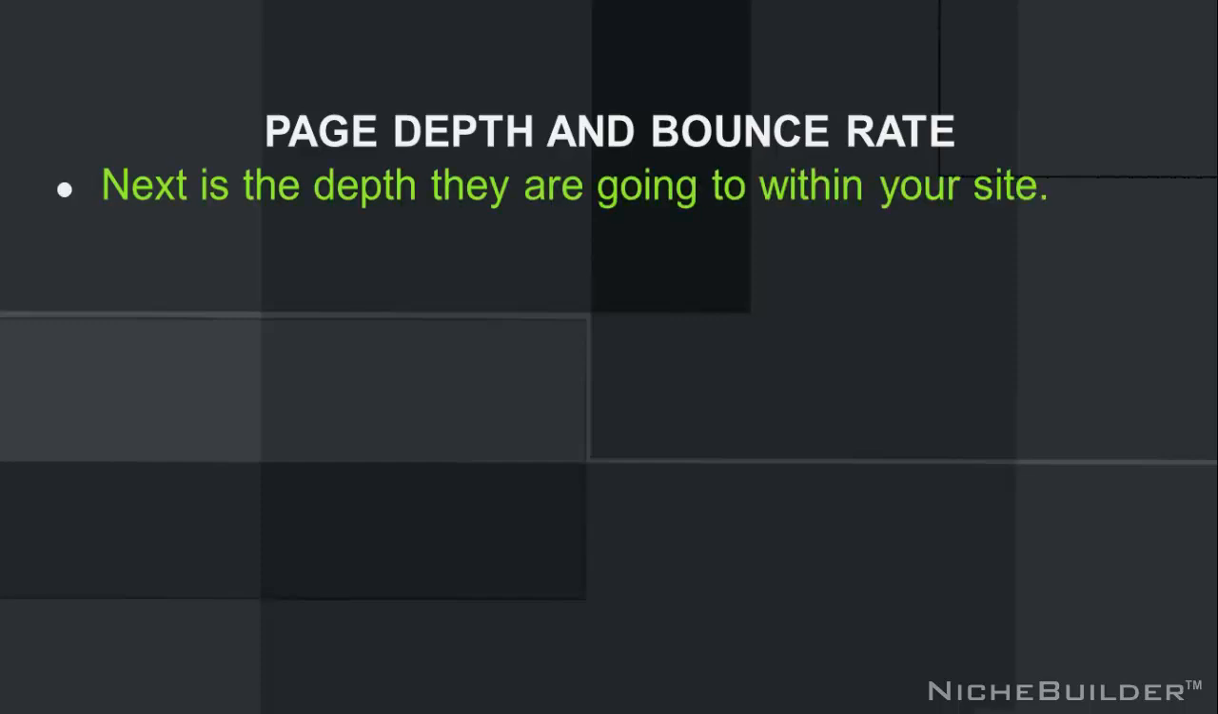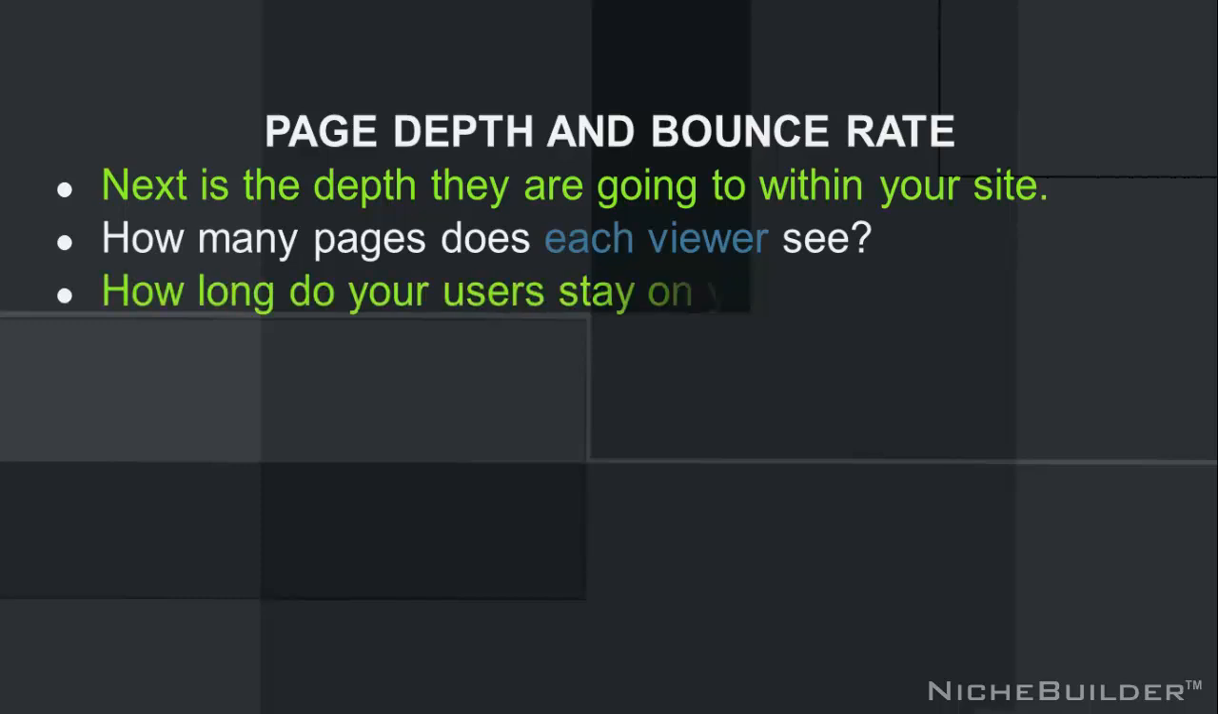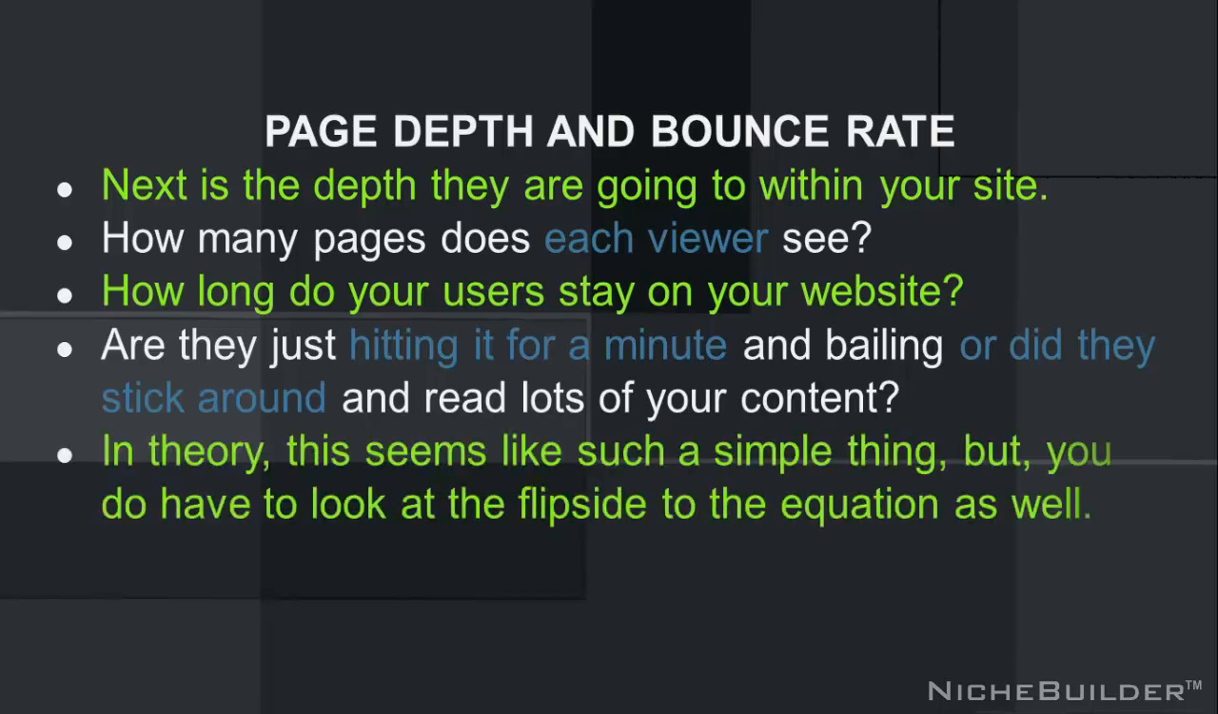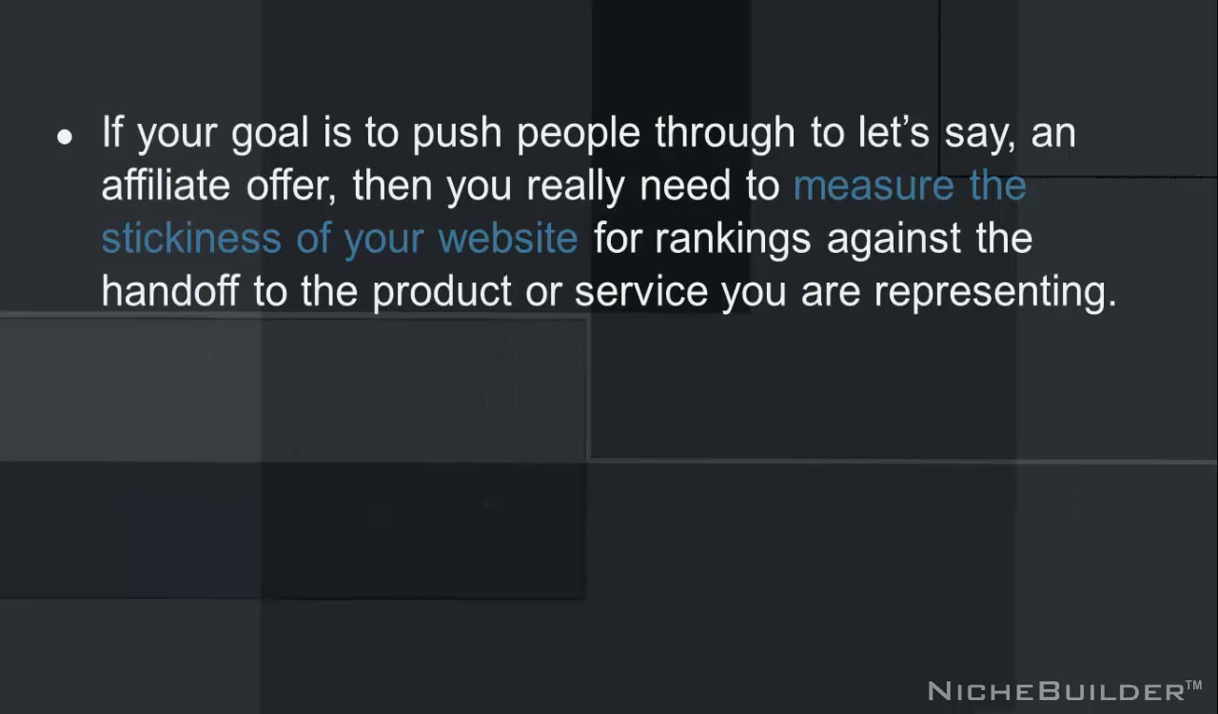Next is the depth they are going within your site. How many pages does each viewer see? How long do your users stay on your website? Are they just hitting it for a minute and bailing, or do they stick around and read lots of your content? In theory, this seems like such a simple thing, but you have to look at the flip side of the equation as well. If your goal is to push people through to, let's say, an affiliate offer, then you really need to measure the stickiness of your website for rankings against the handoff to the product or service you're representing.